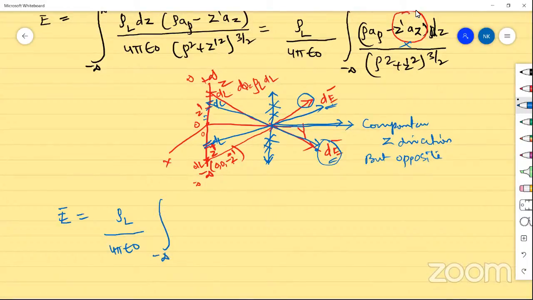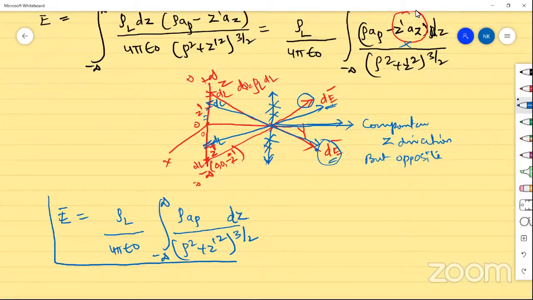integral from minus infinity to infinity of rho a rho by (rho square plus z dash square) whole power 3 by 2 into dz dash. So I have to simplify this. If you are able to simplify this, you will get a rho.